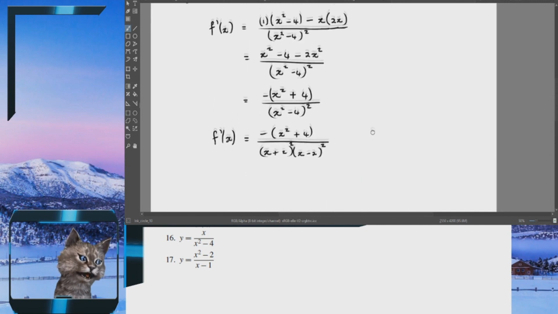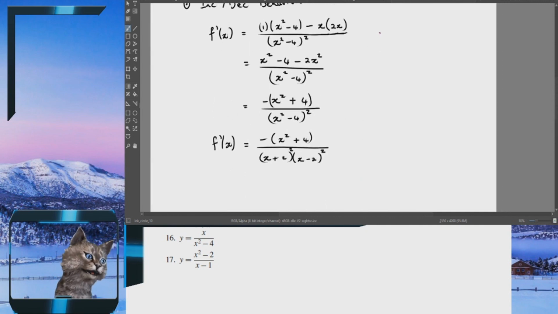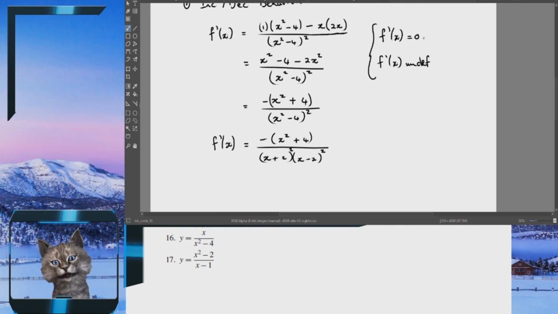Let's see how much space we have. We have lots of space. So I can say here my derivative is 0 and my derivative is undefined for certain x values. That is where my critical points will come from. Can my derivative function ever be 0? Well, in the case of having a numerator and a denominator, I look at the numerator. Can that ever equal 0?